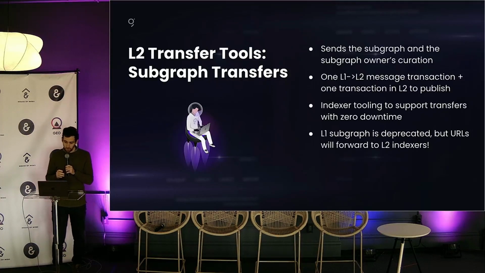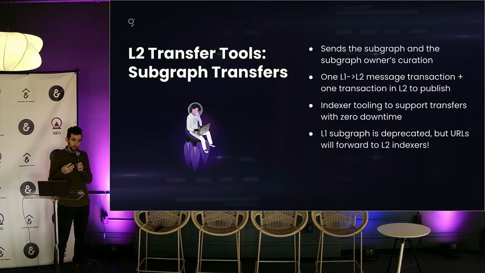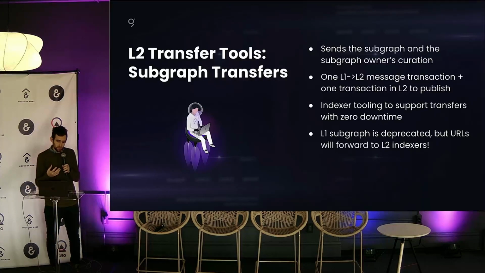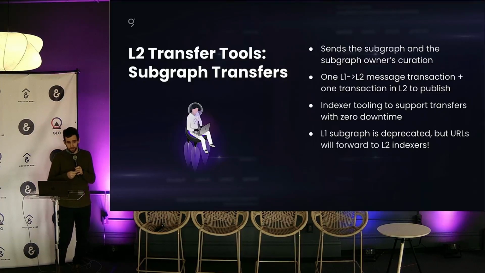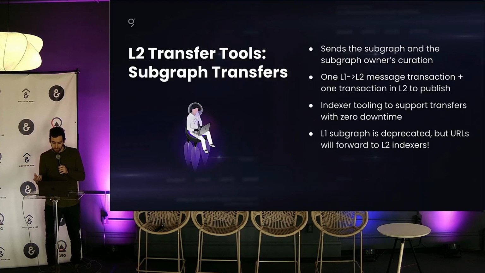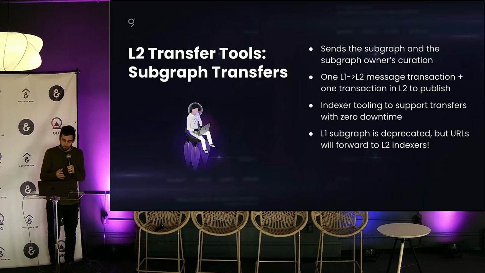For subgraphs, this has several steps, but the main idea is we're sending the subgraph, all of the information about that subgraph, together with the subgraph owner's curation, with one message that goes from L1 to L2. So the subgraph owner performs a single transaction. This sends the message through the bridge, and the subgraph appears on the other side. And then, okay, during that time, there's some time when that subgraph is in flight. What happens with the subgraph during that time? The subgraph in L1 is going to be deprecated because it's no longer in L1. Now it's an L2 subgraph.